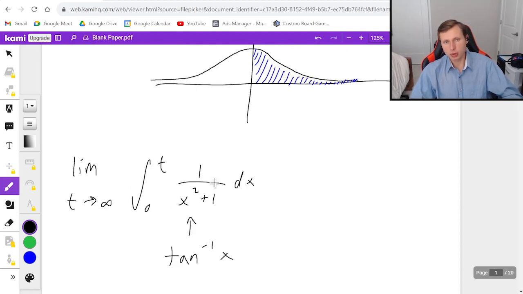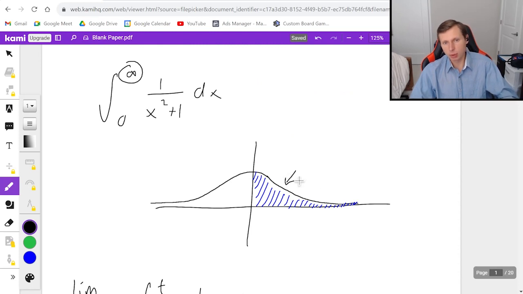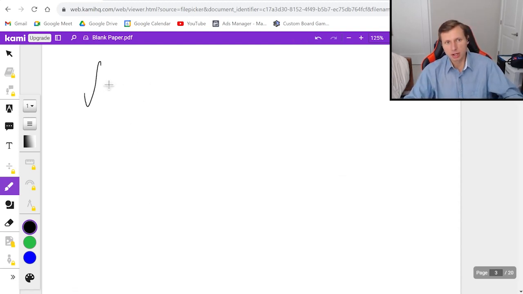In other words, if I scroll back up to my original function, all this blue area right here adds up to pi/2. Pretty cool. And now let's look at a couple more examples. For this next one, I have the integral from 0 to 1 of 1 over root x dx.